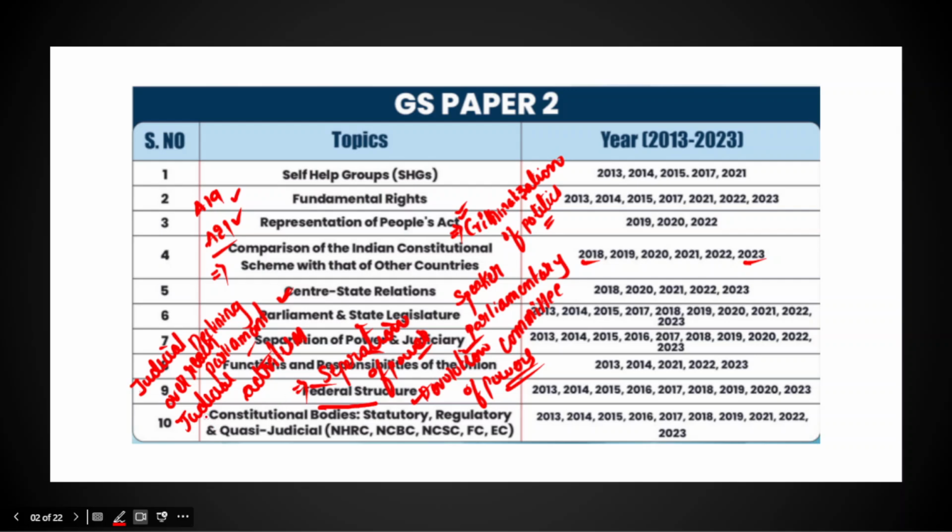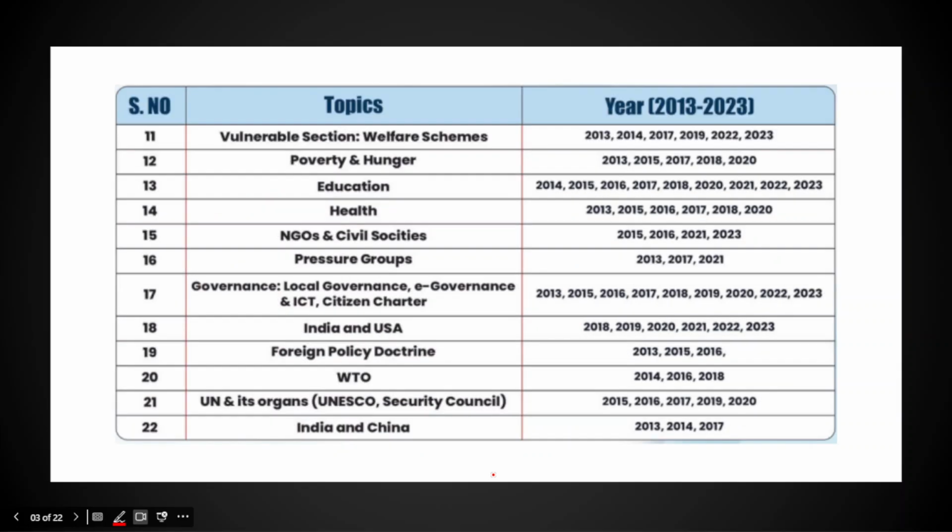And similarly, constitutional bodies, statutory bodies, quasi-judicial bodies and regulatory bodies such as National Human Rights Commission, National Commission for Backward Classes, National Commission for Scheduled Castes, Finance Commission, and even Election Commission of India. So questions are being asked from all these topics, but if you get to know the fundamentals of, for example, National Human Rights Commission, you could write the answer. And that's the focus of this discussion.